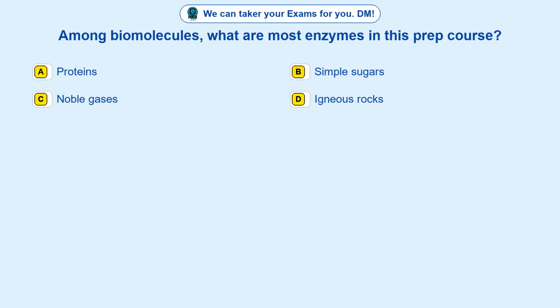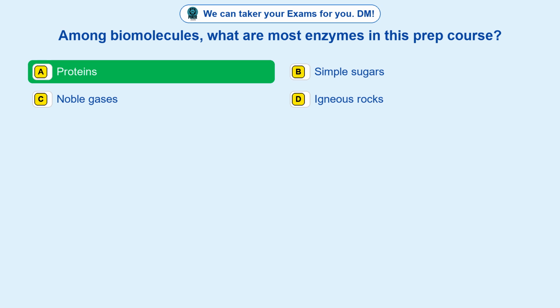Question 30. Among biomolecules, what are most enzymes in this prep course? Option A, proteins. Option B, simple sugars. Option C, noble gases. Option D, igneous rocks. The correct answer is option A.